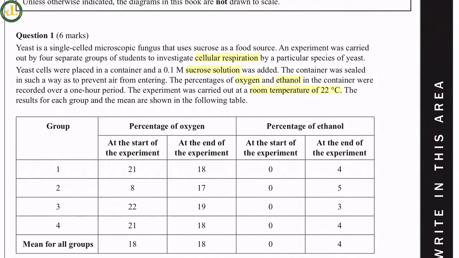After cellular respiration, what I would do personally is to label the different variables given in this question, because there are so many pieces of information that you kind of get lost towards the end of the question. And this is what I would do. I would label sucrose solution as the controlled variable. Oxygen and ethanol, the ones being measured, would be dependent variables. 22 degrees Celsius would be a controlled variable as well. So this makes me really alert and really aware of what's in the question.